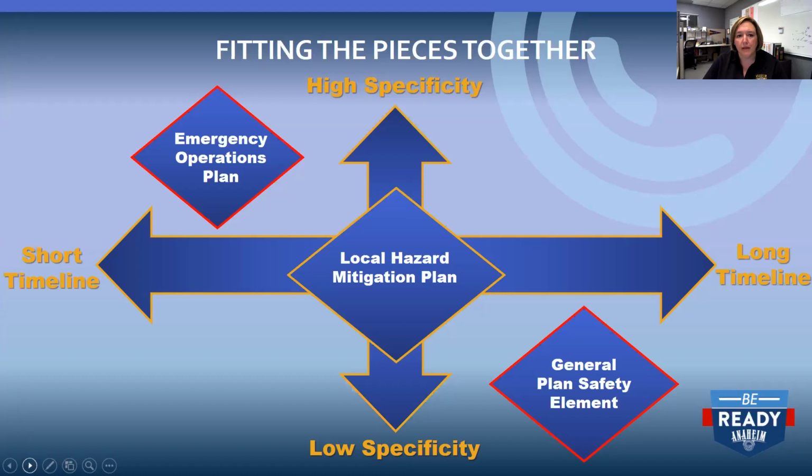And then we have the general plan, we have the safety element. It's going to take those same hazards, the same profiles, and incorporate them into the long-term policies to keep Anaheim safe. So that's where they become a little less specific and it expands over up to 20 years.